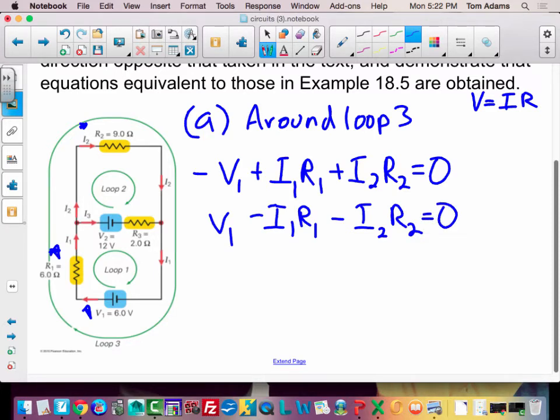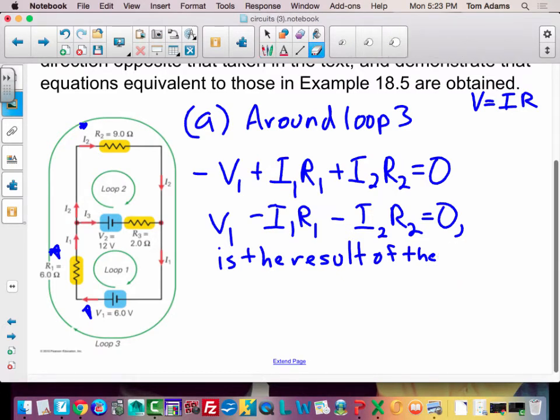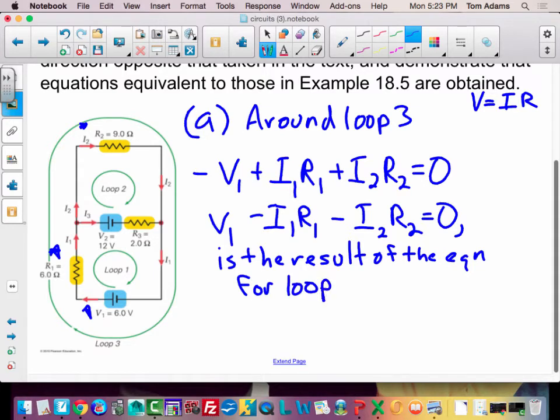And so to prove that, basically what we're saying is that this is the result of the equation for loop 1 plus the equation for loop 2. Okay?